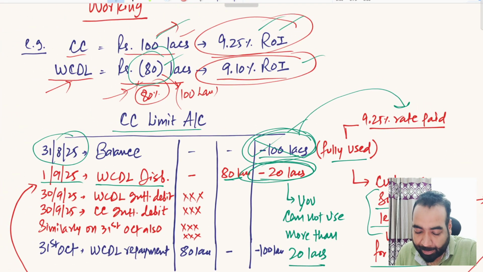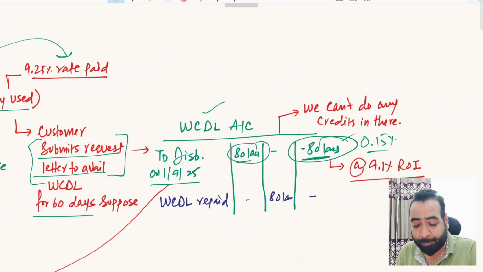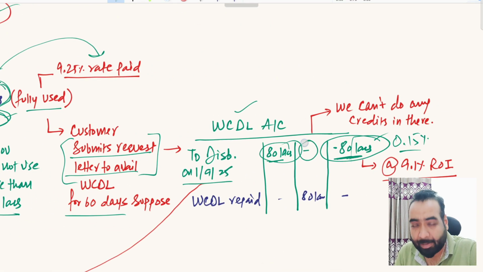So the WCDL gets disbursed. The CC limit used is now 20 lakh rupees. Remember friends, there cannot be any credits in your WCDL account. It is a one-time demand loan account which is opened for disbursement, and there can be another entry for its repayment on the due date, right?